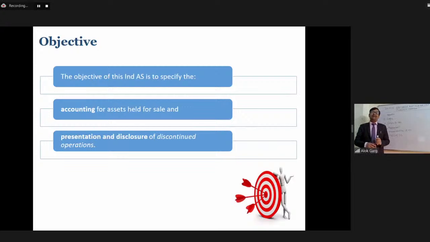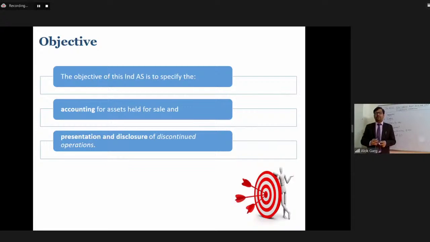Now, why is it a non-current item? It is a non-current item because the objective of the company is to use these assets for more than one period. Please remember the definition. The definition of PPE was that it is expected to be used for more than one period, more than 1 year. So the objective of the company is to use these assets for a longer period of time.